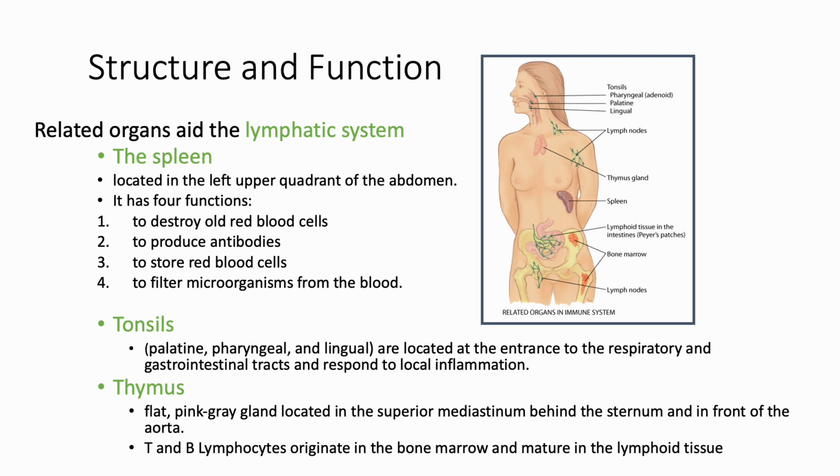Now, the tonsils are located right in front of the respiratory tract and the GI tracts, right in the back of your pharynx area. And sometimes they get inflamed and they get enlarged if there is some type of infection or inflammation occurring.